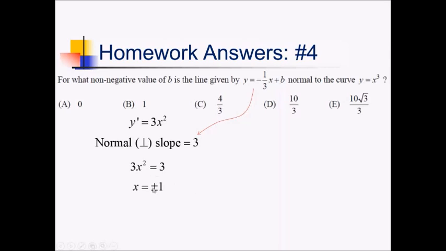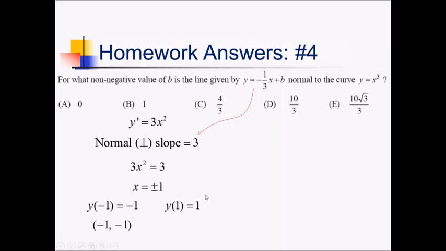So let's plug this into the original curve here. If x equals negative 1, then we've got negative 1 cubed, which is also negative 1. So that gives us the point negative 1 comma negative 1. Now, if x is positive 1, well, then y equals positive 1 cubed, which is also positive 1. So we also have 1 comma 1.